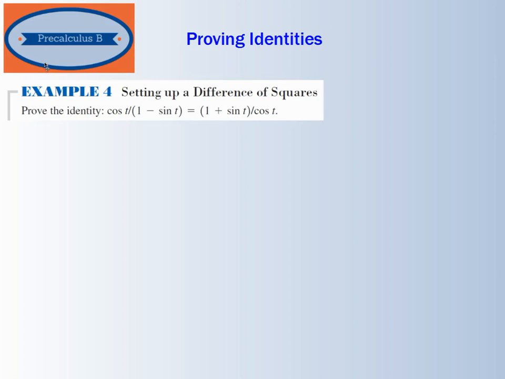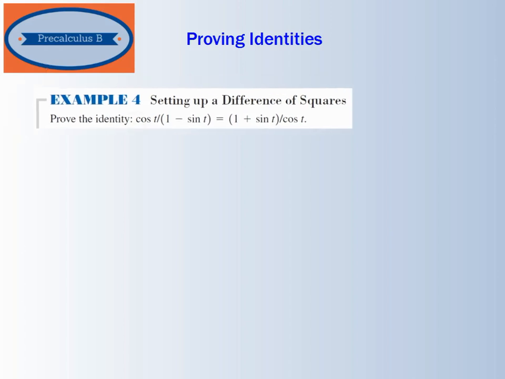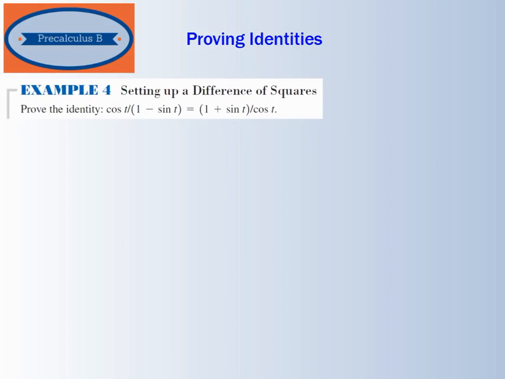All right, so I'm going to start with what's on the left-hand side. To me, that's a little bit more complex than what's on the right, just because our denominator is more complicated. If we have more items in a numerator, that's a little bit easier to deal with, but when it's in the denominator, it becomes a little trickier. So I'm going to start with the left-hand side. So I say cosine t divided by 1 minus sine t.